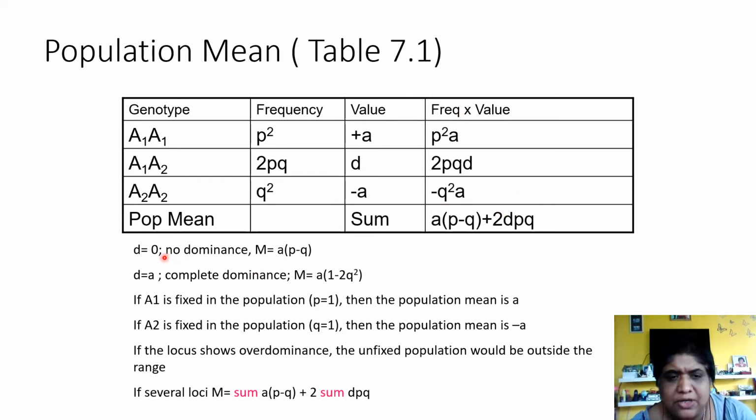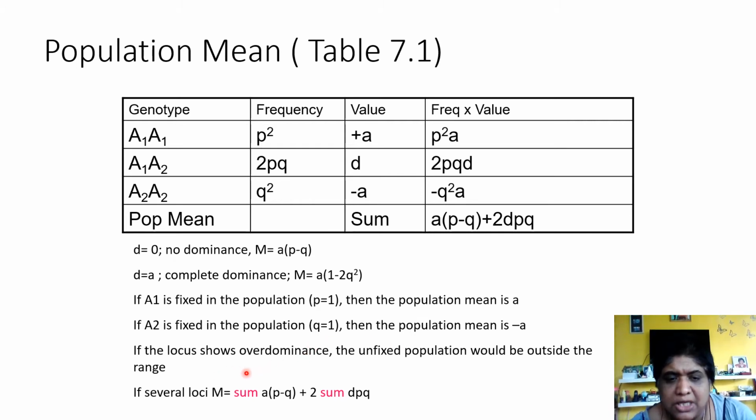When D is 0, there's no dominance, so M equals A(p minus q). When D is equal to A, it's complete dominance, and M equals A(1 minus 2q squared). If A1 is fixed in the population, when p is 1, then the population mean is A. If A2 is fixed in the population, q equals 1, then the population mean is minus A. If the locus shows overdominance, then the unfixed population will be outside the range.